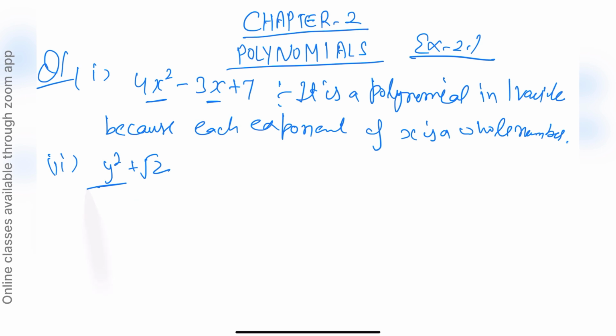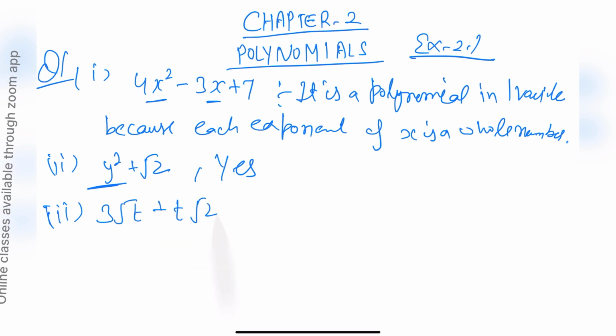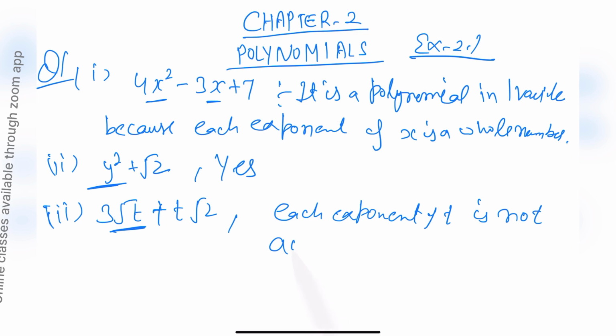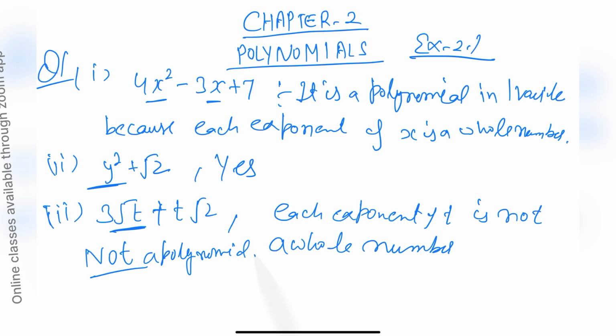Like second part is y square plus root 2. So here only one variable is there, so yes, it is a polynomial in one variable, because each exponent of y is a whole number. Third part is 3 root t plus t root 2. Now as we can see, root t, so power is not a whole number. Each exponent of t is not a whole number because root means 1 by 2 power, so not a whole number, so this is not a polynomial.